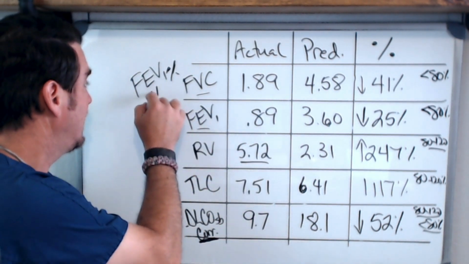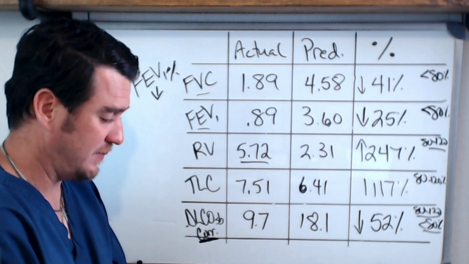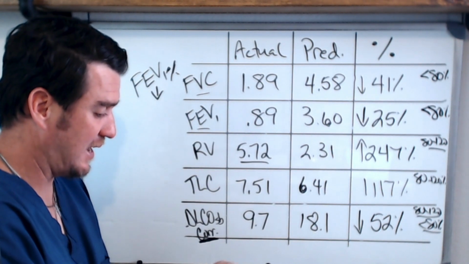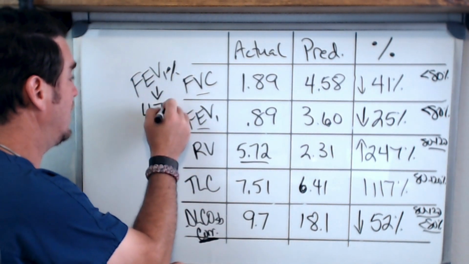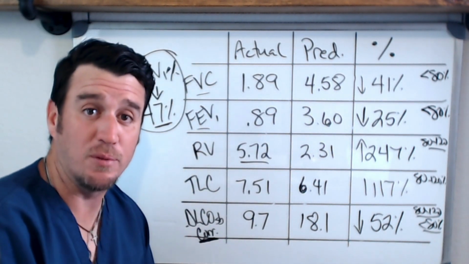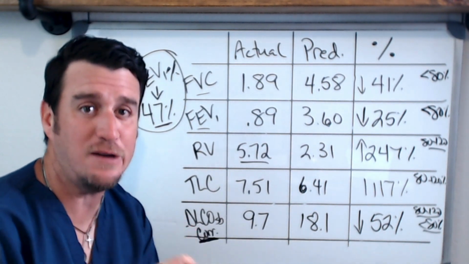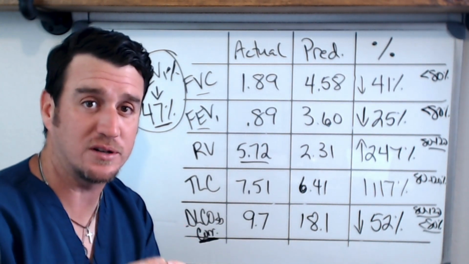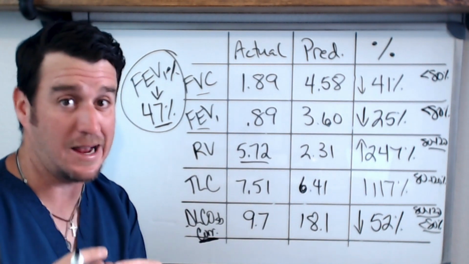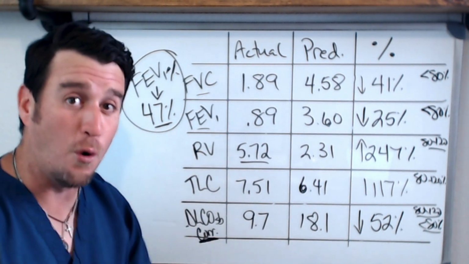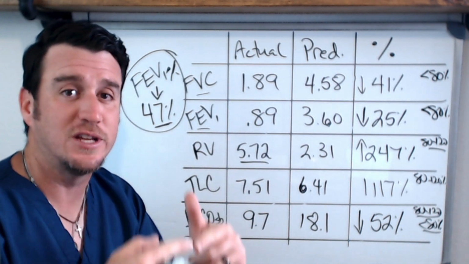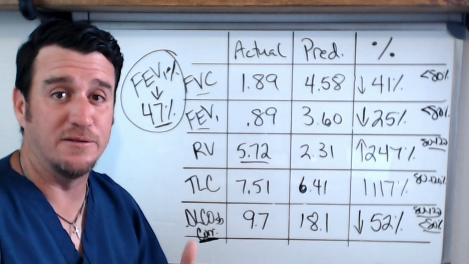Now, if we do that, we will see that this patient is 0.89 divided by 1.89 has an FEV1% of 47%. Now, remember, this was important. This was the key factor in defining obstructive versus restrictive lung diseases. 47% is not good. That means that the patient exhaled 47% of their volume within the first second of a forced vital capacity.